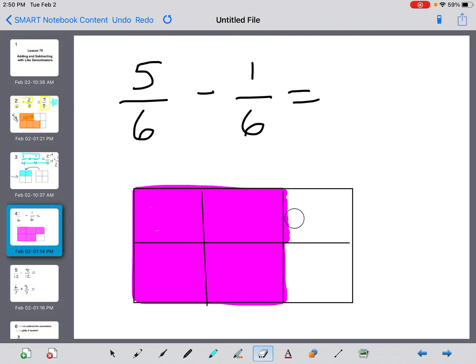Let's do another one. Here we have 5/6 minus 1/6. Take my eraser.